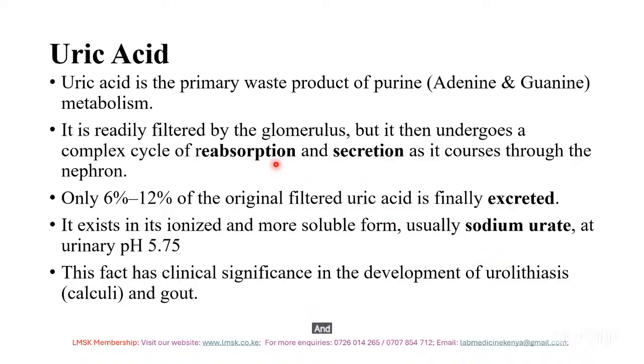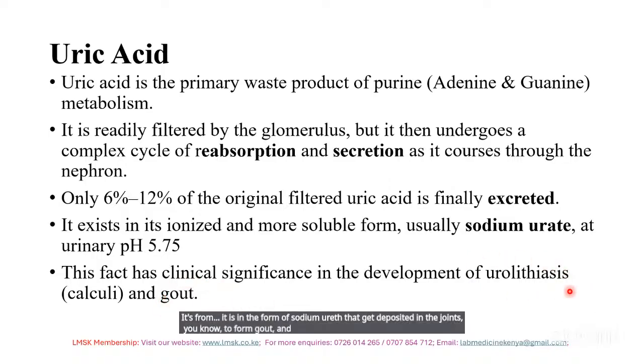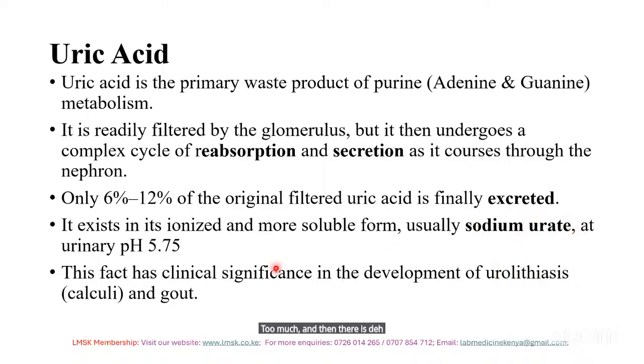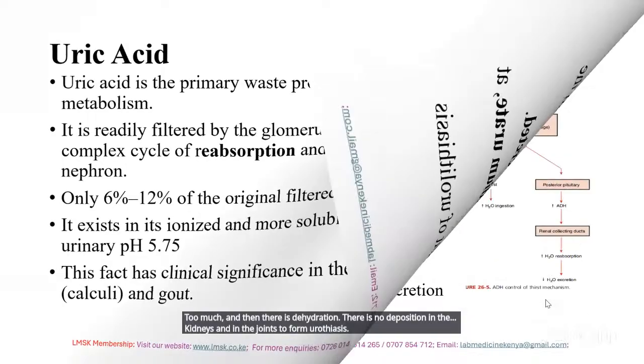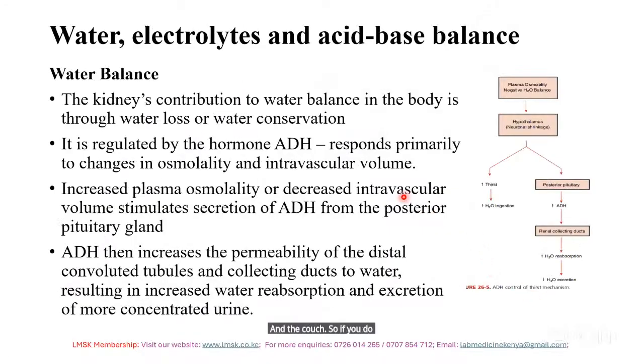And if it is highly concentrated in the system, then it is in the form of sodium urates that get deposited in the joints to form gout, and can also form urolithiasis or kidney stones. So if these are too much, and then there is dehydration, there is deposition in the kidneys and in the joints to form urolithiasis and gout. So if you do uric acid levels, then you're going to assess those two.